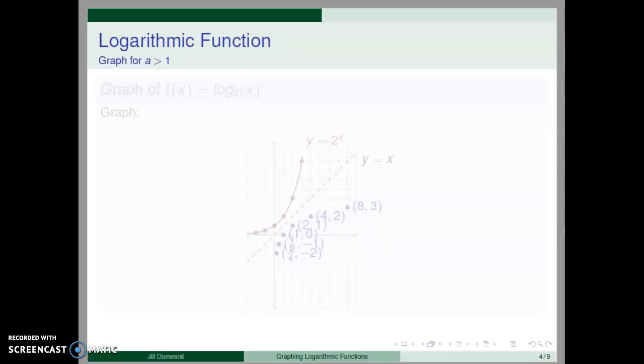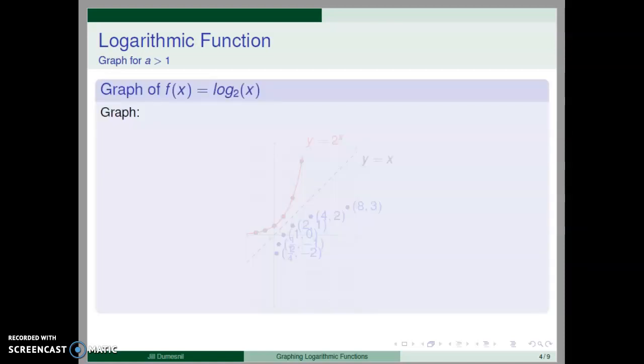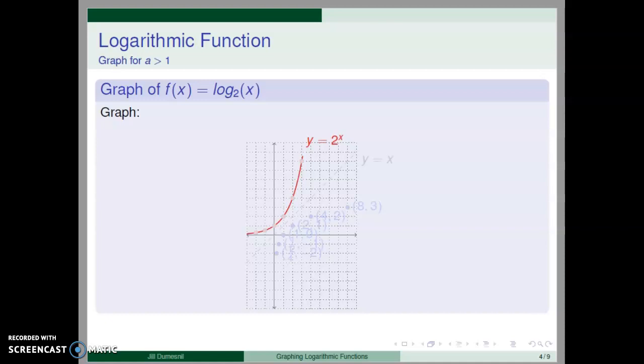Let's first consider the graph of a logarithmic function with base a greater than 1. In particular, let's sketch the graph of f of x equal log base 2 of x. We start with axes and a coordinate grid, and we already know how to sketch the graph of the exponential function y equal 2 to the power x. Because inverse functions interchange the variables x and y, their graphs are reflections about the line y equal x. We indicate the line y equal x with a dashed line.